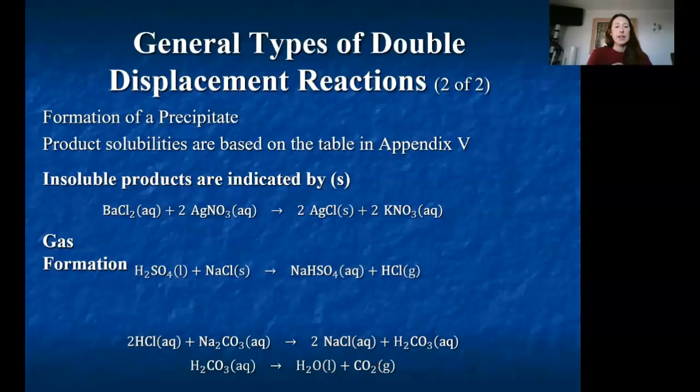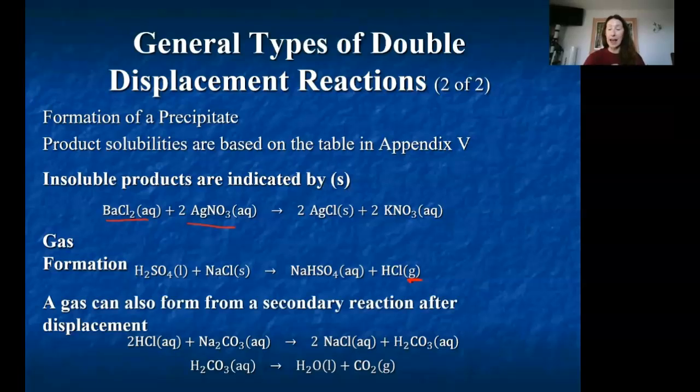So in this case, we're going to have this mixing with this, and it makes a solid. And we're going to talk about how do we know this makes a solid in just a minute. How do we know that that is an S? We're going to use this thing called a solubility table. Here's an example of a gas forming. Here it is, this gas. Again, we're going to talk about how we know that's a gas in just a few minutes.